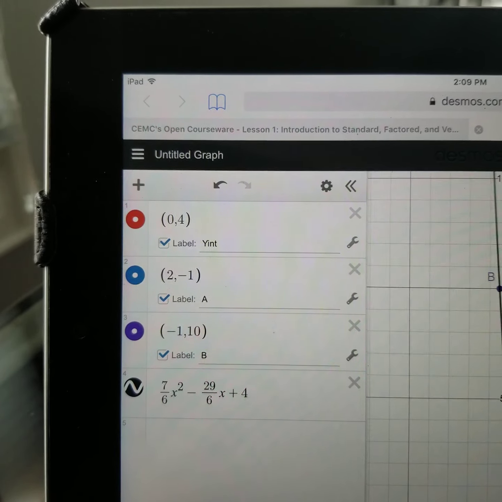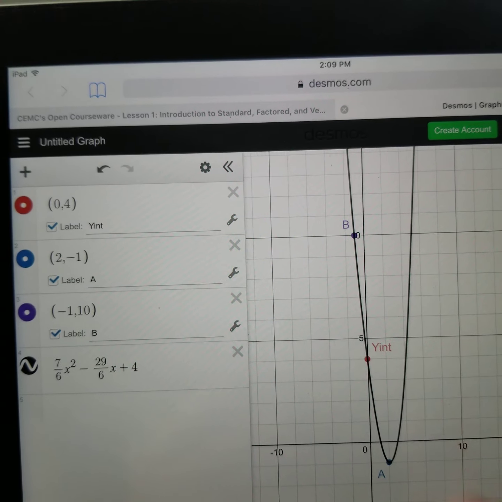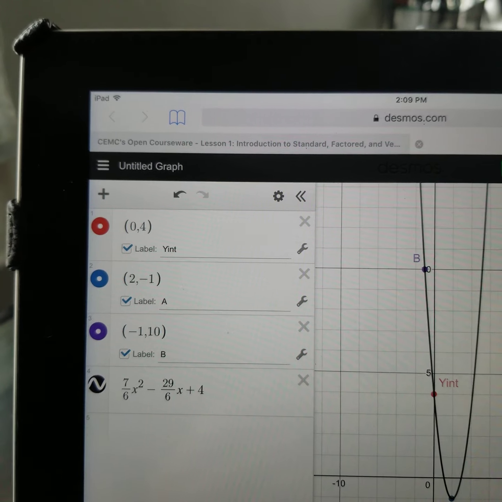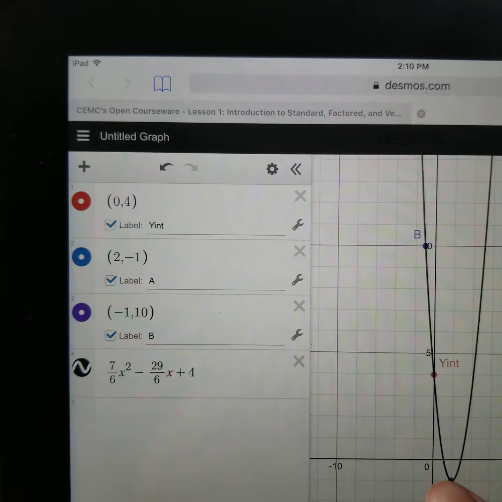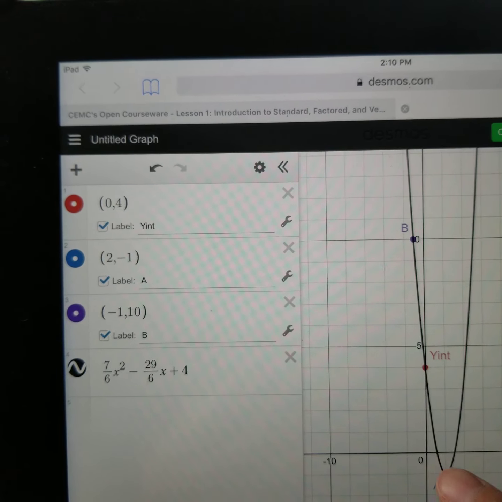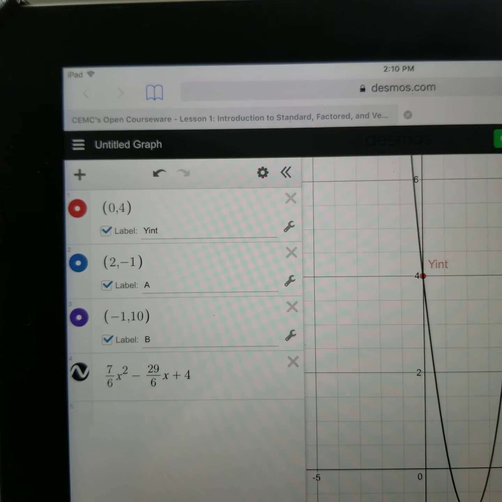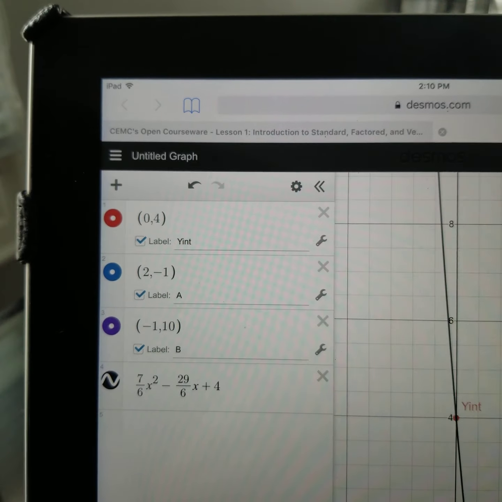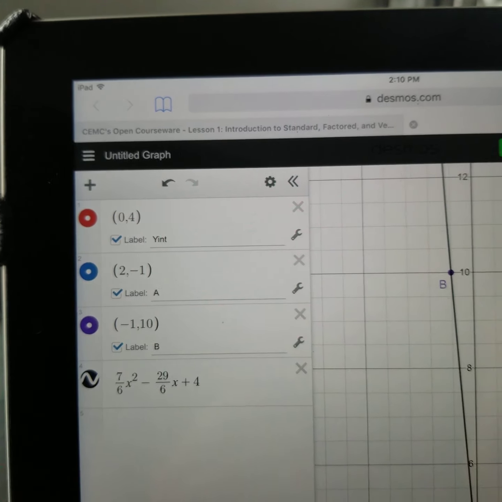And here we have our graph that you can see that opens up in this case because we have a positive a value, so that's good. And it actually goes through these points that we looked at. Here, here, and up there. Okay, great.